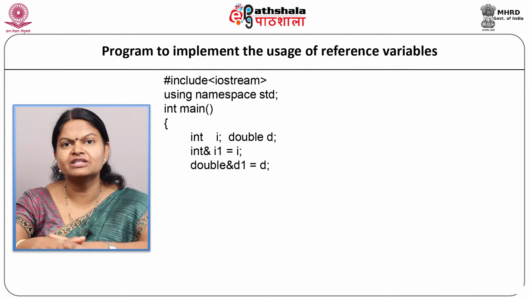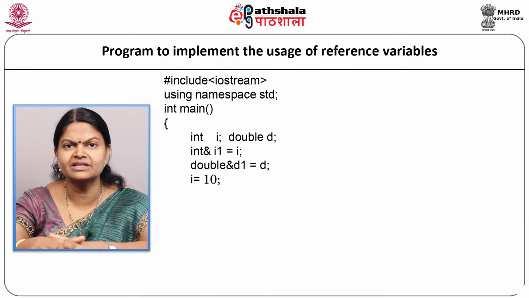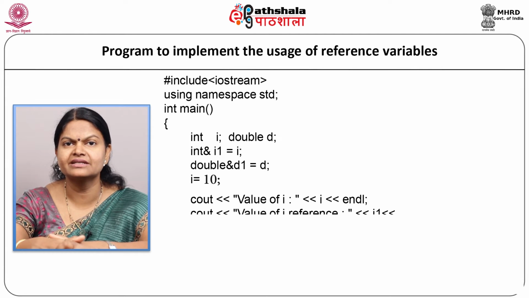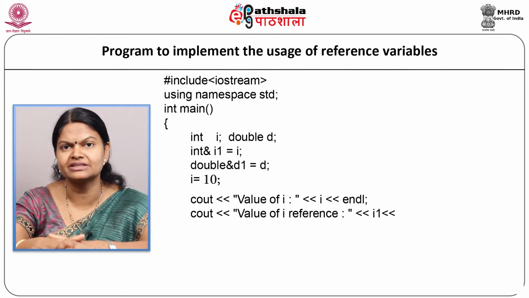Now let us assign the value to variable i equal to 10. Now we will display the values of i and the reference variable i1. So we will display both the values using the cout statement. Cout the value of the variable i is, second cout the value of the reference variable &i1 is.